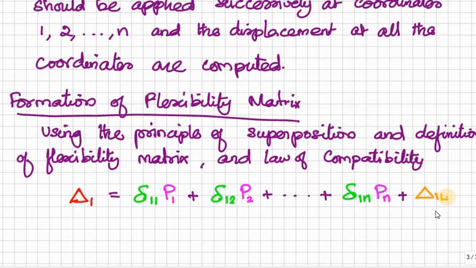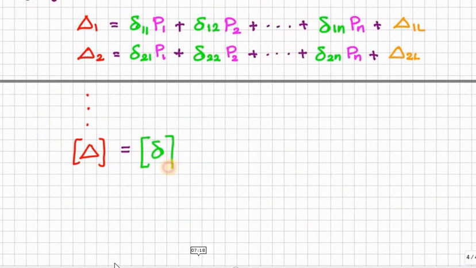At last we sum up the displacement contribution towards coordinate 1 due to external or applied loads. All applied loads, not a single load, acting anywhere on the structure, but the displacement is measured at coordinate 1. Similarly, we can formulate the final displacement at other coordinates also.